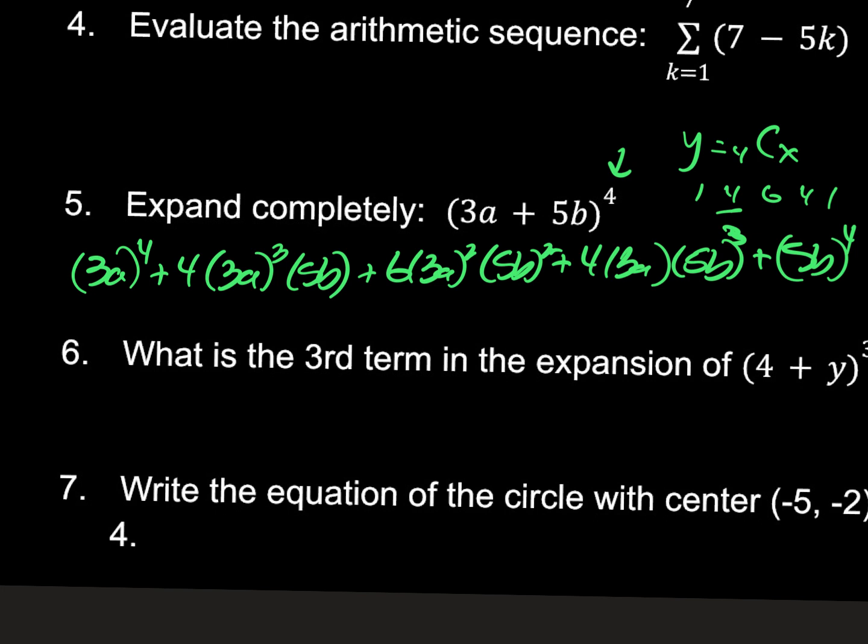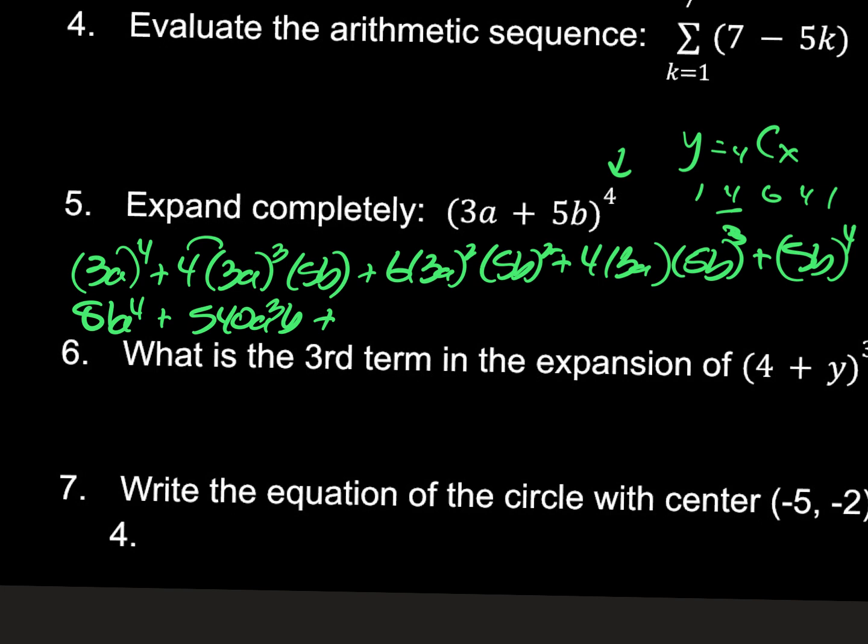Now, one thing about this with the test being multiple choice is that you may be able to not work all that out and still be able to see the answer. The first term is going to be 81a to the 4th. All I'm doing is multiplying, like 4 times 3 cubed times 5, which I think is 540a cubed. I don't have my calculator, so bear with me here. 3 squared is 9, 5 squared is 25.